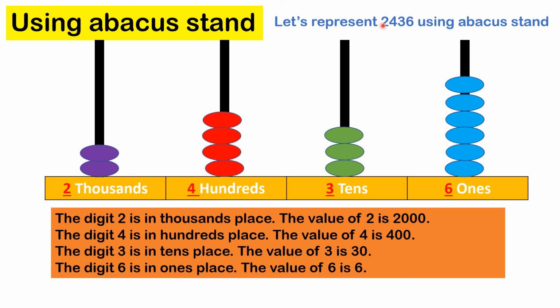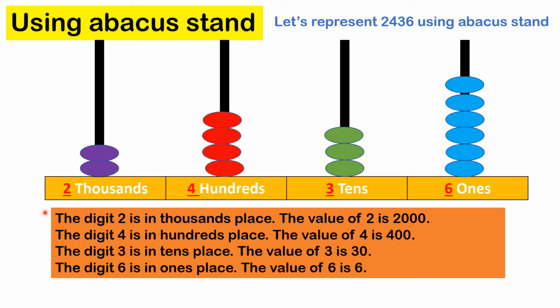So let's try to represent 2,436 using abacus 10. So as you can see, for each of the groups here, for thousands, hundreds, tens, and ones, we use different colors to represent. For the purple beads here, one purple bead in the thousands represents 1,000. In the hundreds group, one red bead represents 100. As for the tens, one green bead represents 10. As for the ones, one blue bead represents 1.